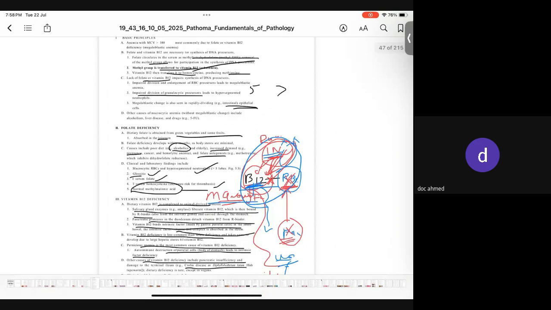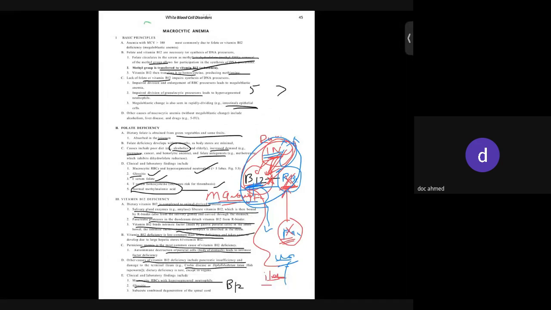Okay, macrocytic anemia: no DNA, big cells, and no division. DNA is made of folate and B12, so if there's no folate, how can we have no folate? We can have it in alcoholics, very important. Anti-folate drugs also cause macrocytic anemia, but with normal methylmalonic acid, and homocysteine develops.